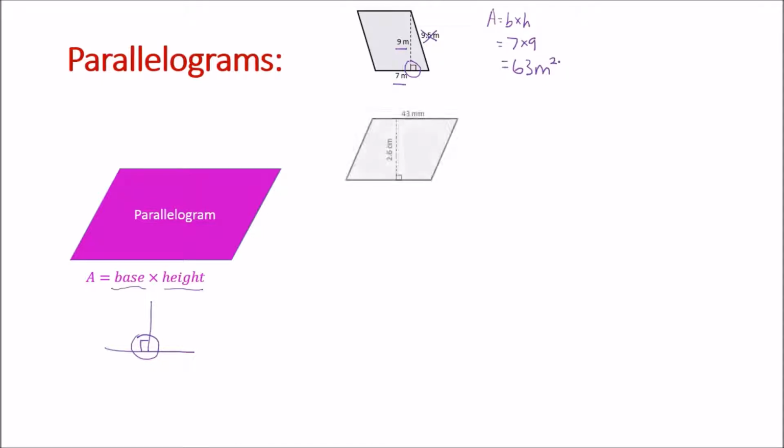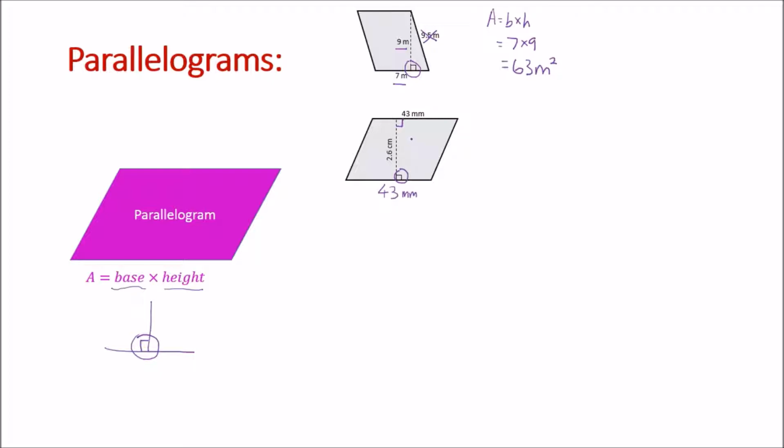Next up, we've got this one here. So you can see we've got two measurements, and because there's a 90-degree angle here, and because we know that this is a parallelogram, there must also be a 90-degree angle here. And because we know that this side length and this side length are the same, it actually means that this bottom side length is 43 millimeters.